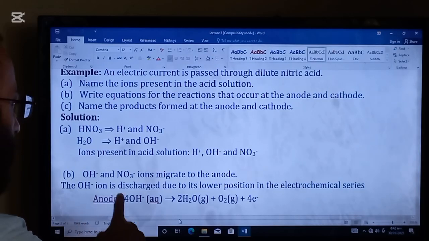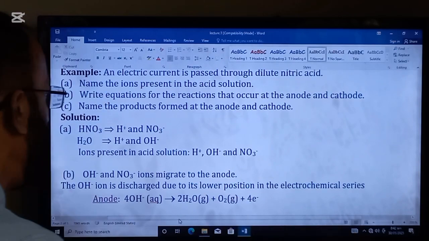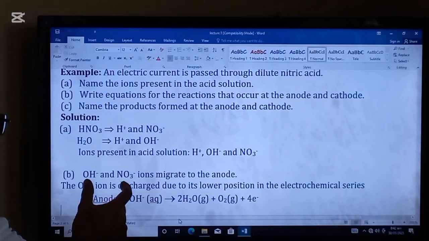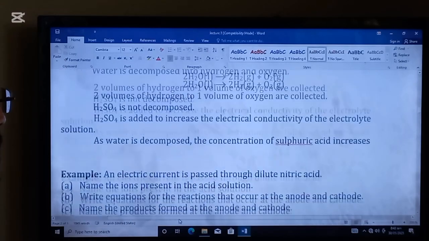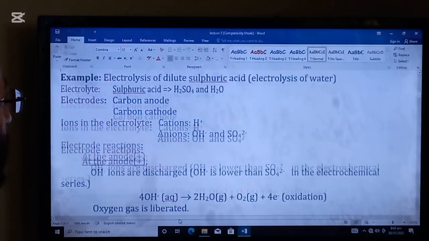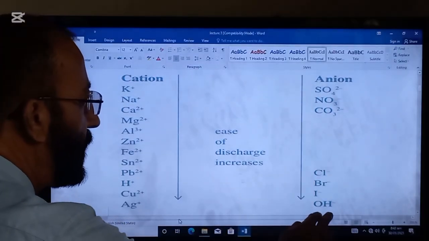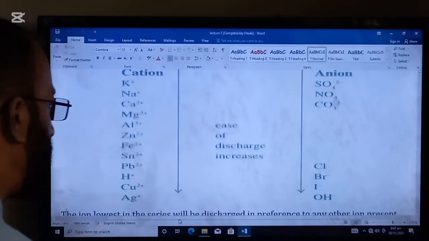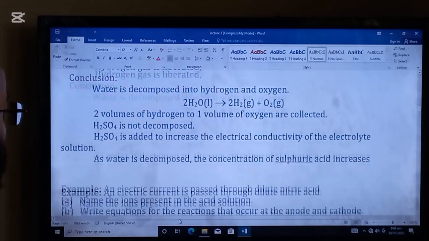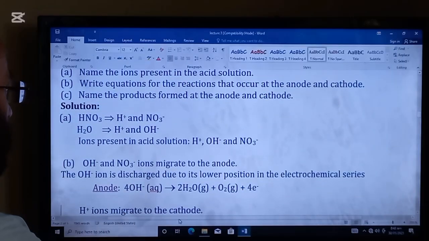OH negative ion is discharged due to its lower position in the electrochemical series. So this is the competition between these two ions, OH negative and NO3 negative. If you look at the electrochemical series, OH negative is lower in the series as compared to NO3 negative. So OH negative will be discharged.